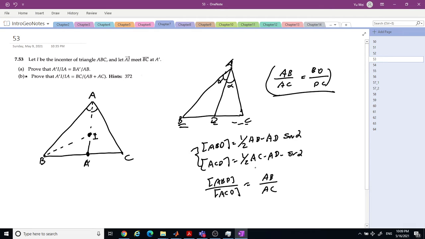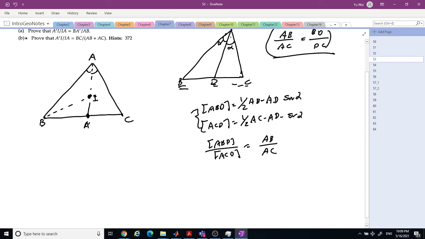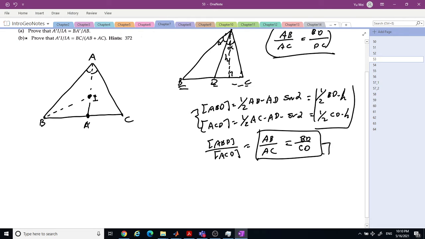And also if you draw a height, this is H. The area of ABD is also equal to half of BD times H, and ACD is equal to half times CD times H. So the ratio is also equal to BD over CD. Then you have the angle bisector theorem.